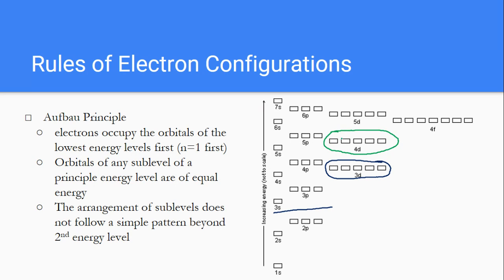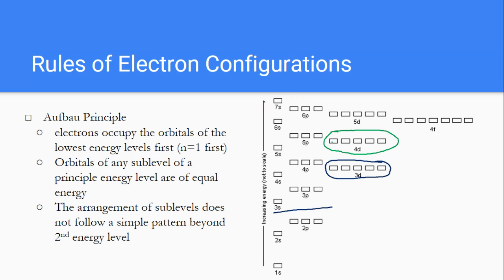All 5 of these boxes are equal in energy to each other. Now, the 4D as a whole has more energy than the 3s, but all of them within the same sublevel are of equal energy to one another. Okay, hopefully that makes a little bit more sense.